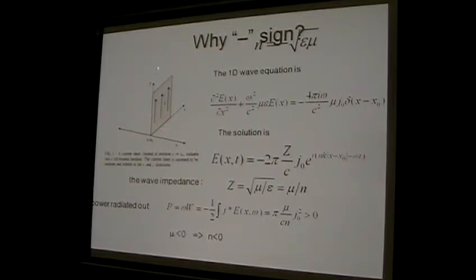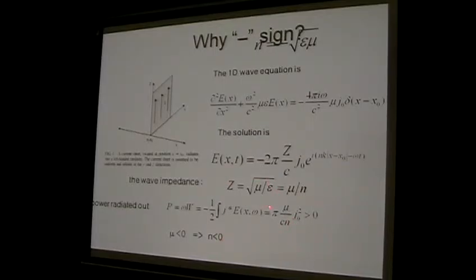If you put a current sheet in this double negative material and capture the field outside, you get an analytical solution, the wave impedance, and the power radiated out from this current sheet, and you get this expression. Since mu is negative and epsilon is negative, this n must be negative, otherwise the power radiated out of this current sheet will be negative, which does not make sense. The power radiated out must be positive. So in this case, this n must be negative.